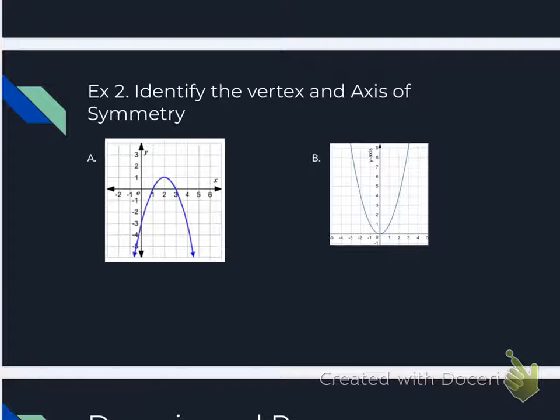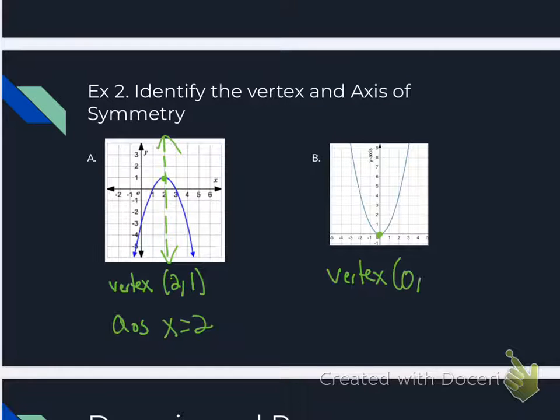Okay, once again, vertex. Now notice your parabola is going down. Our vertex is 2, 1. Axis of symmetry is your x coordinate, so x equals 2. And we see it go straight through here. Over here, our vertex is just going to be 0, 0. So axis of symmetry is x equals 0.